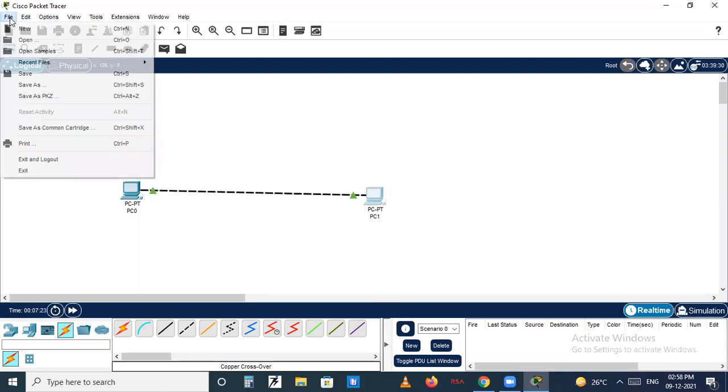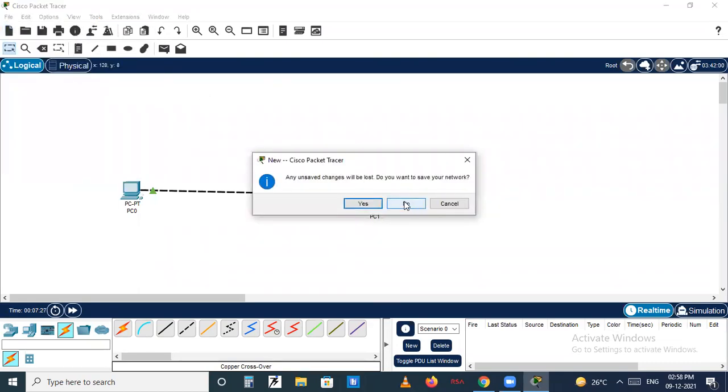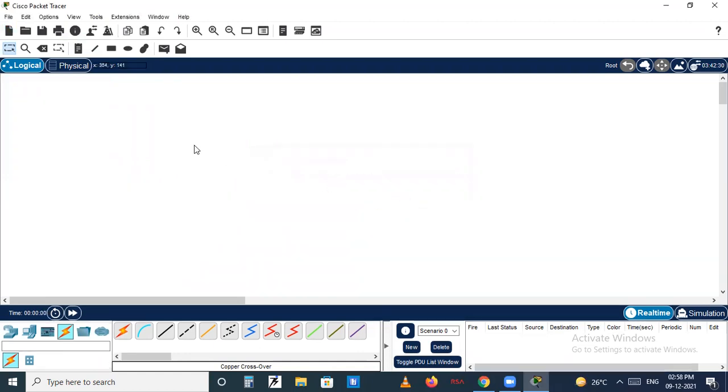Next, file, new. We are not saving this, we have already saved. In this, we will create a LAN by using a hub. As you know, a hub is a device that floods the network, and it is used at the physical layer. So this is the switch, this is the hub. I am taking the hub, so I have selected this hub.